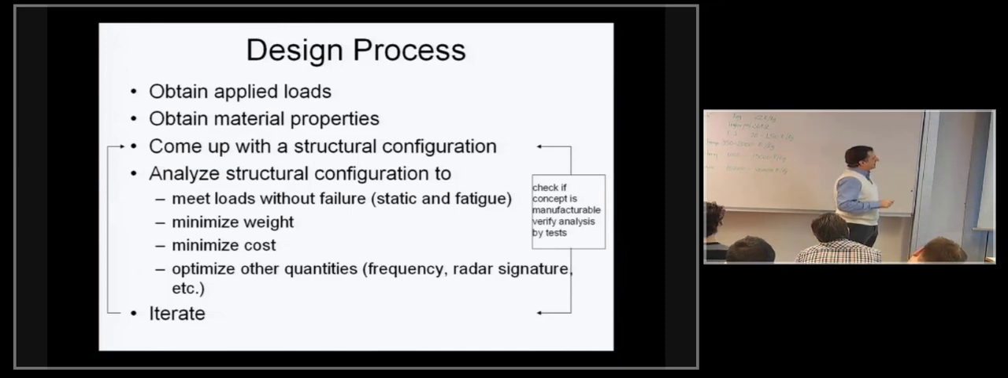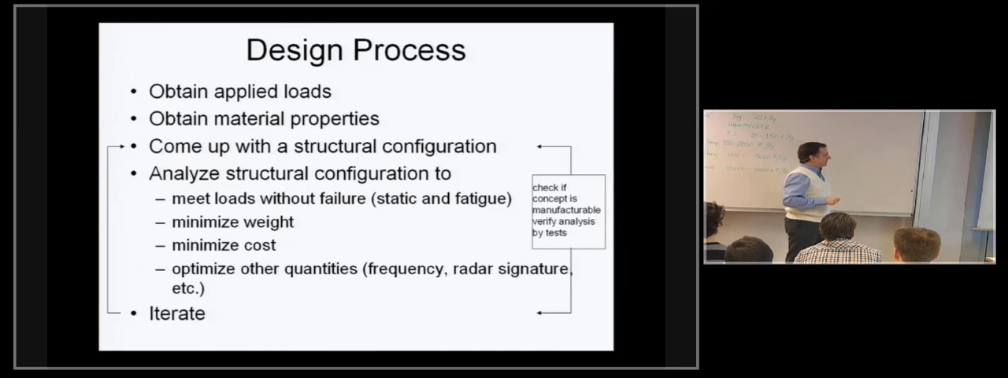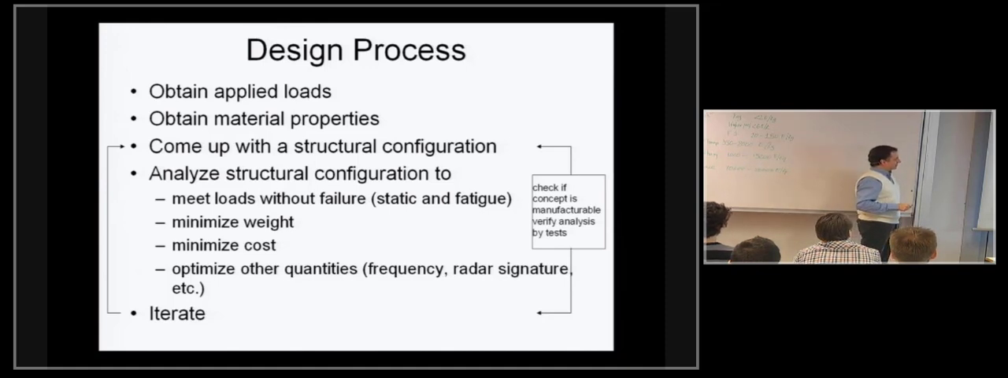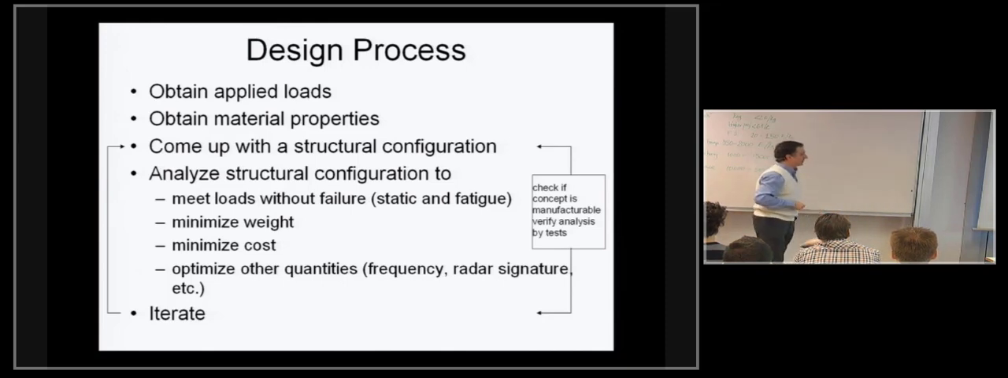Then you analyze this and you need to make sure that it meets loads without failure, static and fatigue, and we won't be talking about fatigue, which is another very complex, interesting, and challenging problem in composites. And you try to minimize weight. Hopefully you are also cost conscious, if not explicitly trying to minimize cost also. And depending on the application, you may want to have additional attributes such as frequency placement, especially for helicopters, or radar signature if it's on the military side.